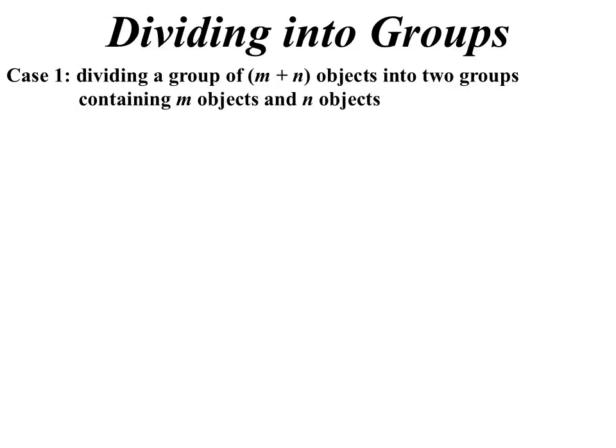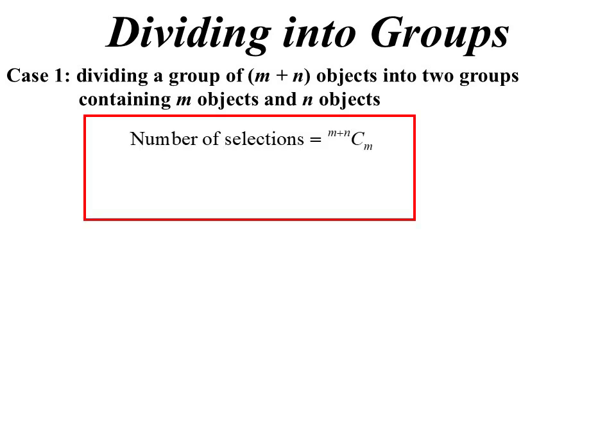Let me talk about dividing into groups then. So look at some cases. If I've got m plus n objects, and I'm going to divide them into 2 groups containing m and n objects. So 2 groups. The number of selections would be m plus n. That's the total amount I'm choosing from. And I'm going to choose m of the objects. Now once I've chosen that, automatically I've now got the other group as well. So it would end up being m plus n factorial on m factorial n factorial.